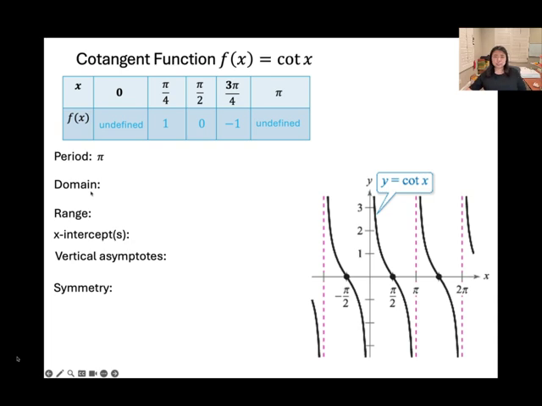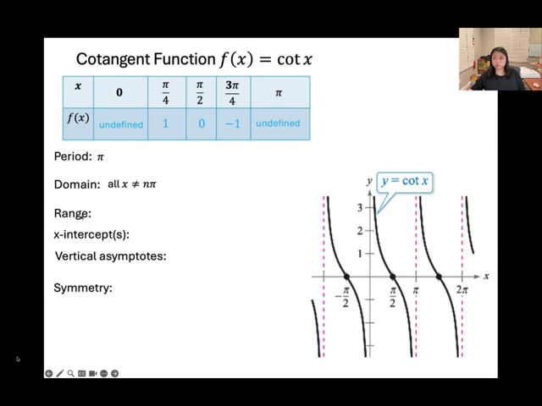The domain, same idea. Think about it. x cannot be equal to the asymptote. So x cannot be equal to n pi. When n equals 0, that will be this line. This is also the vertical asymptote. And when n equals 1, x cannot be equal to 1 pi. When n equals 2, x cannot be equal to 2 pi. That will be the domain: all the x except when x equals the asymptote here.